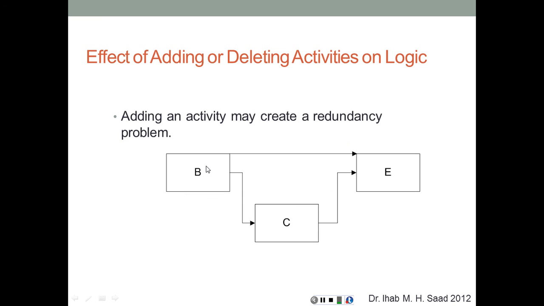So for example, we had originally E as a direct successor to B, and then we added activity C and we linked activity C as a successor to B and E is a successor to C. Right now we don't need that link anymore, the link that's between B and E, because this is redundant. It doesn't have any meaning whatsoever, so we can cut that link.